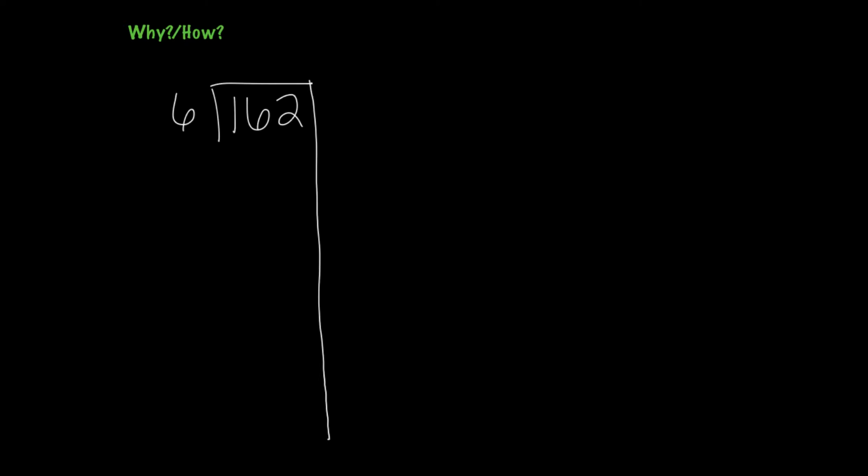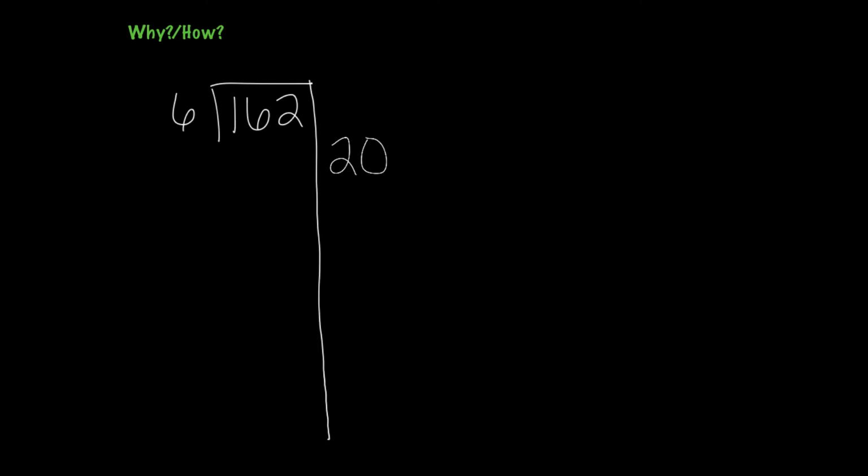So with this lesson, we're going to be dividing into 3 and 4 digit numbers. And this is going to be our first example. So we have 162 divided by 6. And can I take 10 sixes with that? Yes. Can I take 20 sixes with that? Yes. Can I take 30? No. So we're going to stop at 20.